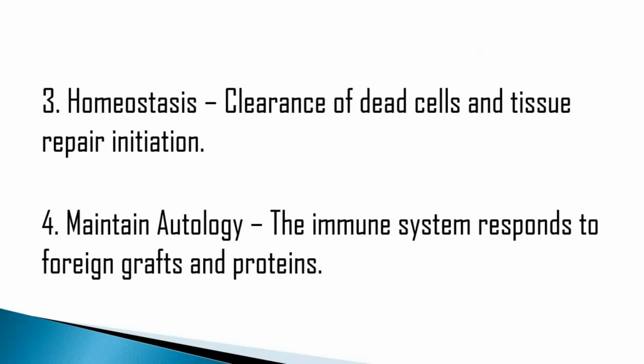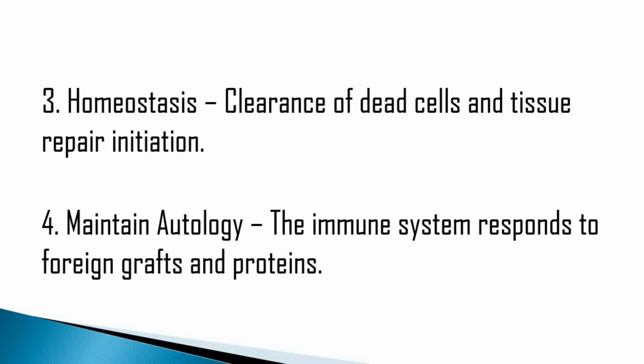Number three is homeostasis. Homeostasis is simply the maintenance of a normal internal environment. The internal environment has to be at an optimal state for the normal functioning of an organism. The immune system will make sure that the body is at homeostasis by clearance of dead cells and tissue repair initiation. If there's any tissue that has been damaged in the body, the immune system is going to initiate the repair of that tissue.